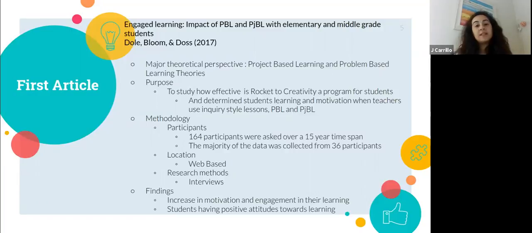For their findings, they found that there was an increase in motivation and engagement in students' learning when using these two inquiry methods, and students had positive attitudes towards their learning when participating with problem-based and project-based learning.